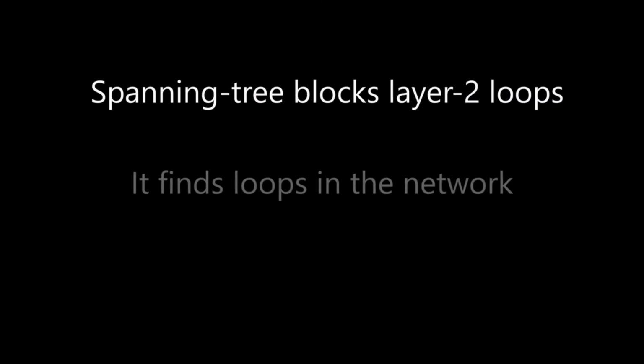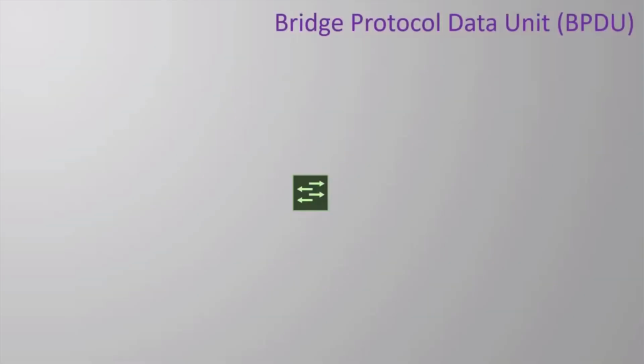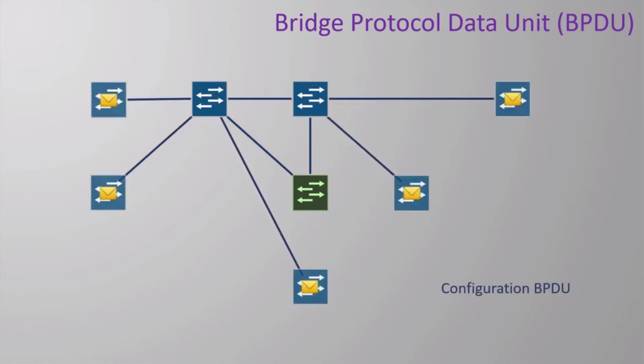Spanning tree prevents layer 2 loops in our network. It does this by finding potential loops and then blocking one of the links to stop the loop from forming. Let's see how it does this. To start with, spanning tree, running on one switch, needs to discover other connected switches and share information with them. It will send out a special frame called a Bridge Protocol Data Unit, or BPDU.